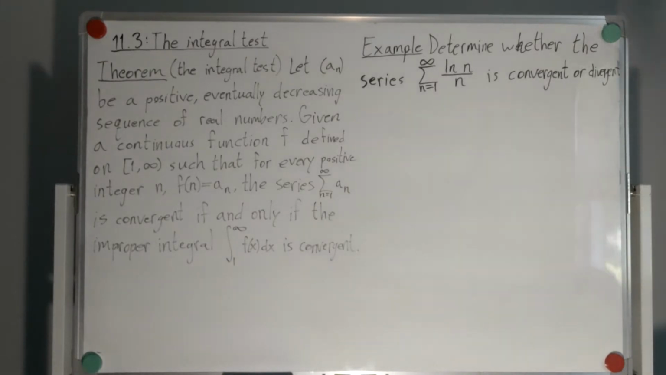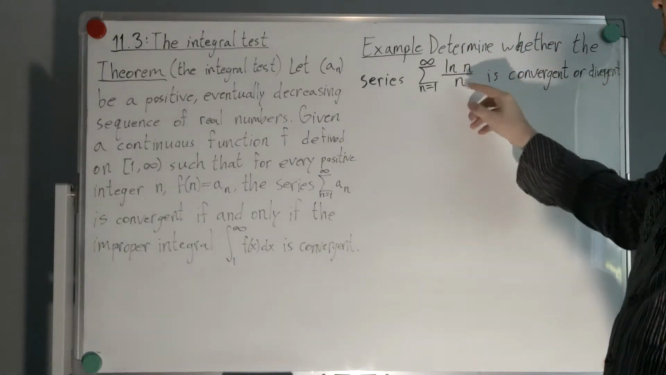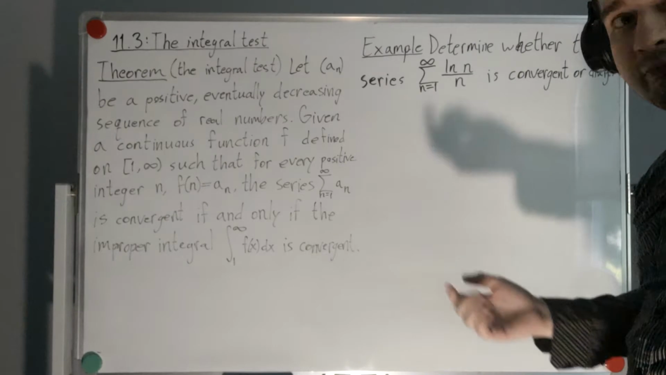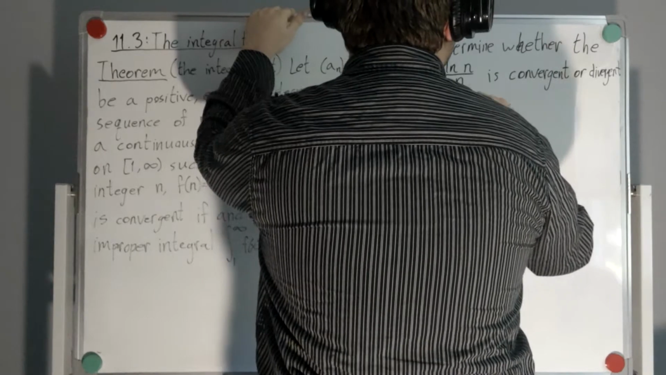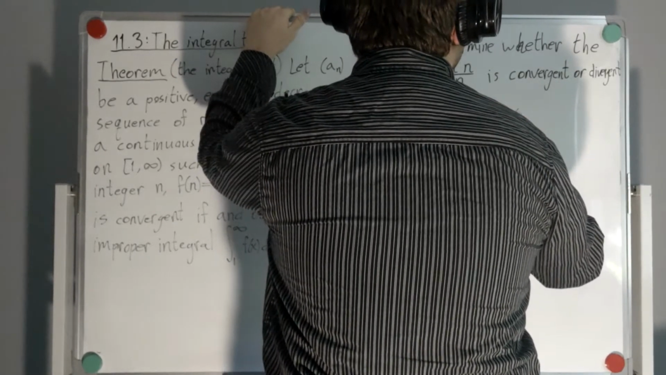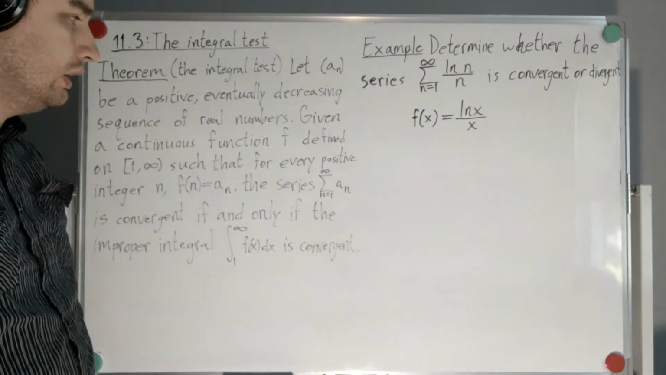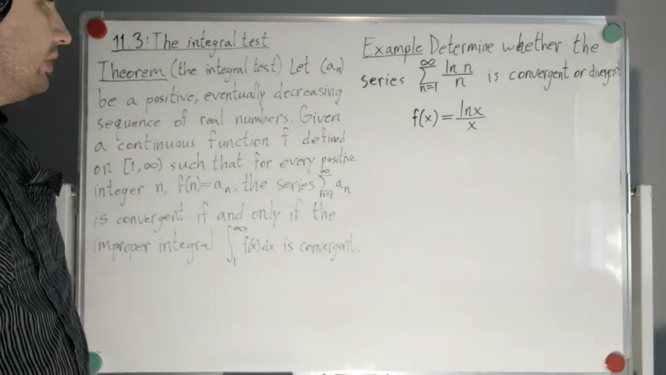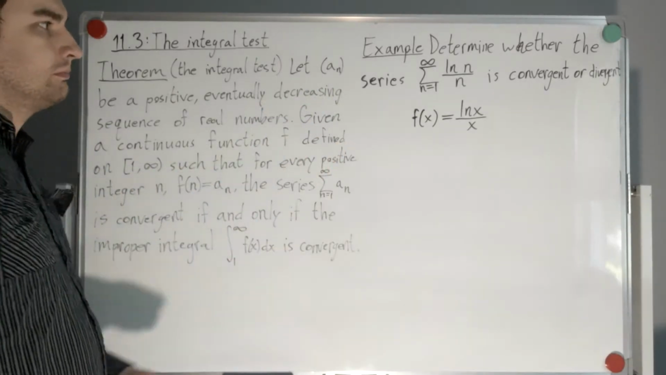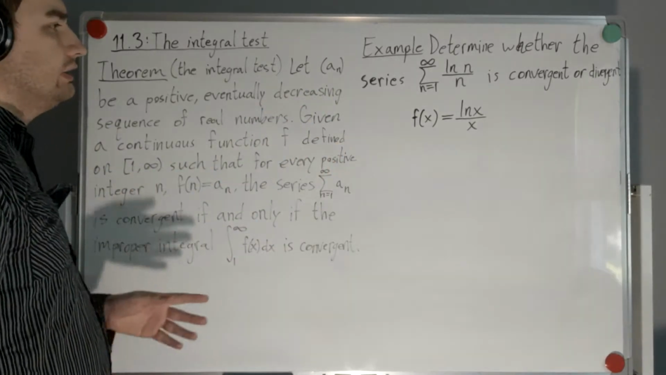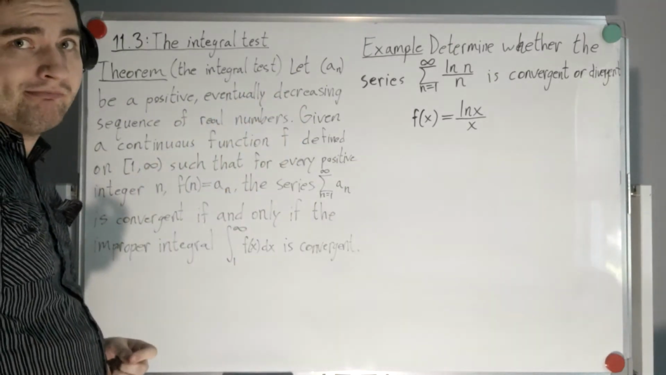All right, so the way this works is, we're just going to take the function which you get if you replace all the n's with x's. So f of x, I'm going to define this as natural log of x divided by x. All I need is for this function to be continuous and defined from 1 to infinity, which it is. And also I need it to be positive, which it is. And also I need for it to be eventually decreasing.